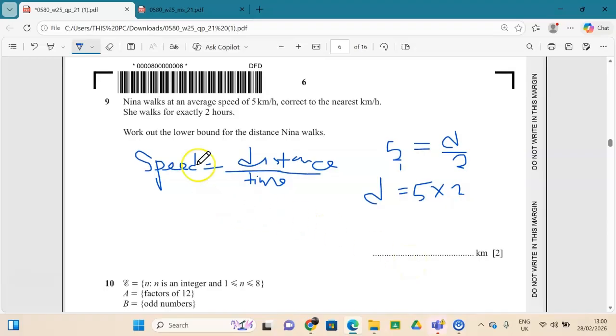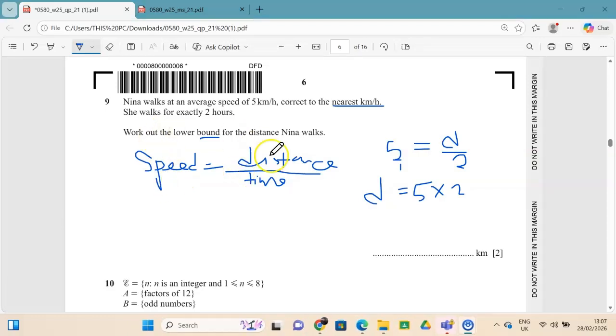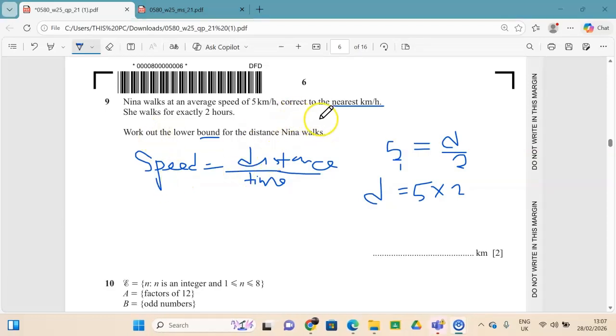Now, but the question says bound. We're looking at the lower bound. How do we get the lower bound? This was rounded to the nearest what? To the nearest kilometer. Meaning there would have been some point in the middle. Rounding to the nearest kilometer is like rounding to ones.